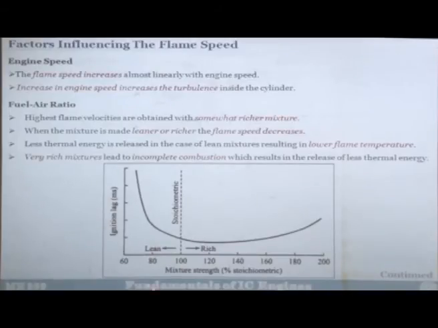Okay. So, it is shown here. So, when the mixture is made leaner or richer, the flame speed decreases, less thermal energy is released in case of lean mixture, resulting in lower flame temperature. A very rich mixture leads to incomplete combustion, which will also lead to release of less thermal energy. And here the mixture strength is shown, this side is rich side, this side is lean side. So, even the ignition delay is affected by mixture quality. You can see that for slightly rich mixture, ignition delay is lowest. If you make it rich or lean on both sides, the delay will also increase. So, not only the flame speed, but also the ignition delay, they follow the same behavior. Okay.